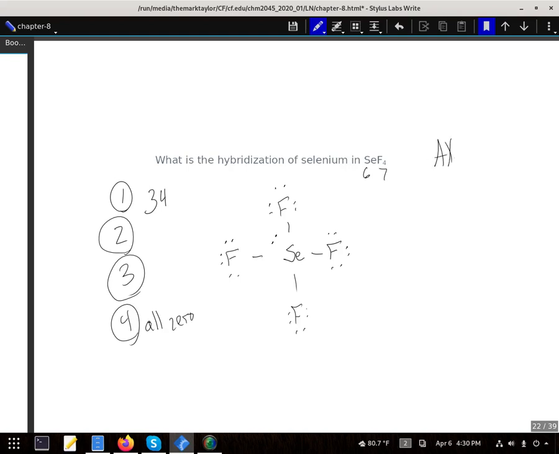Shape-wise, it's AX4E. That is also known as seesaw. It has 2 different bond angles, 90 degrees and 120, and it has sp3d hybridization necessary. S, P, P, P, D. 5 groups.